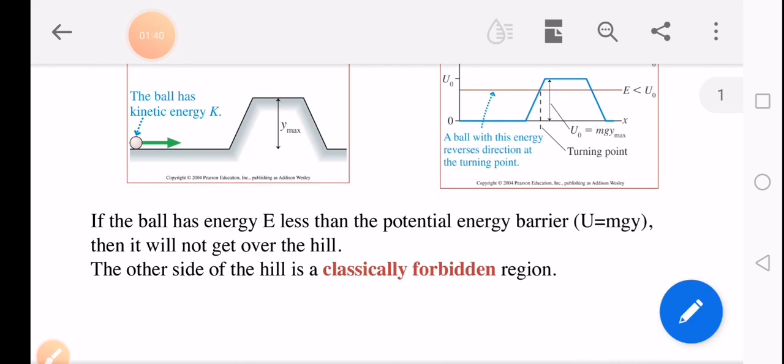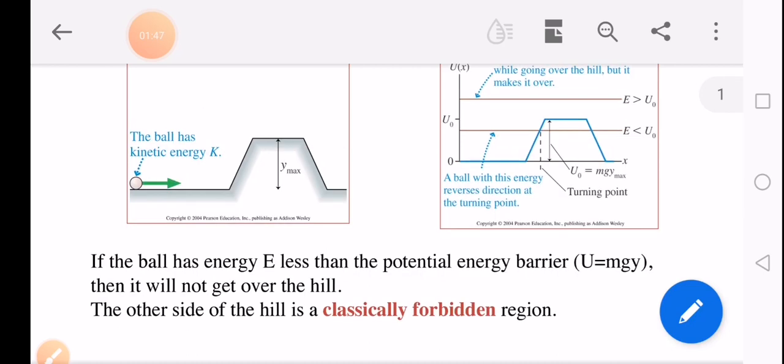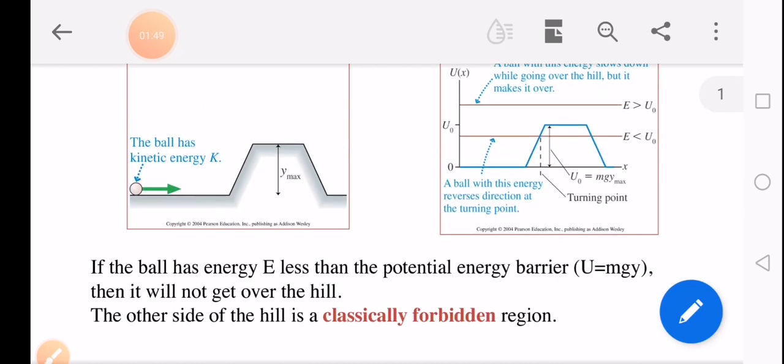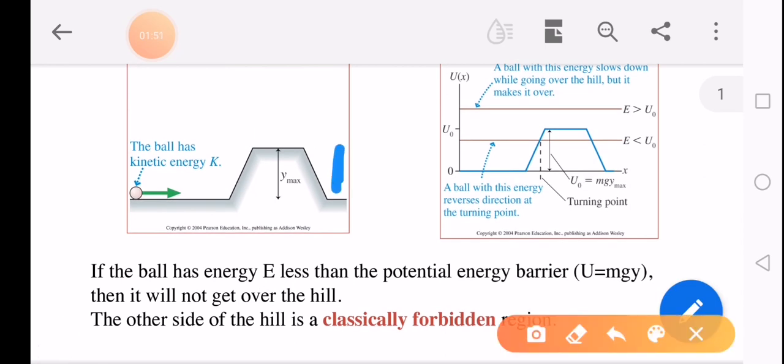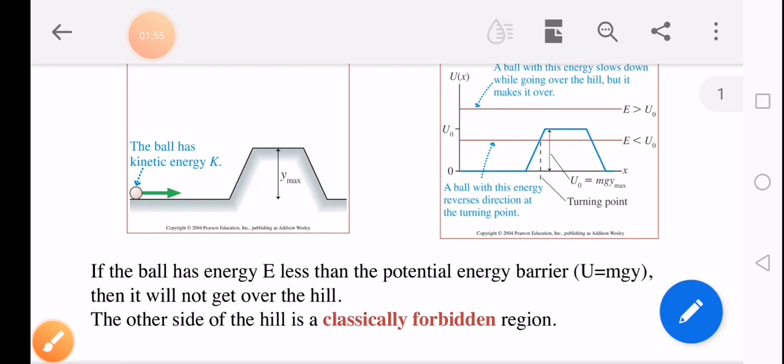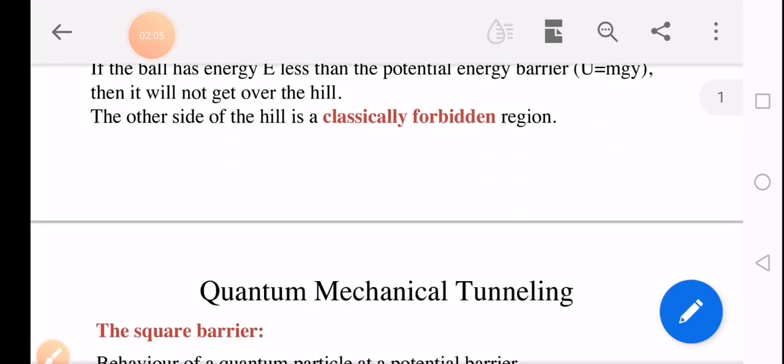Then it will not get over the hill. That is the classical thing. The other side of the hill, that is in this region, is a classically forbidden area for this particle. So for this ball, this region beyond this potential hill is a classically forbidden region.